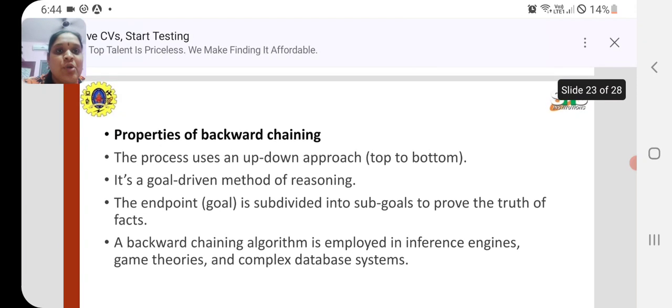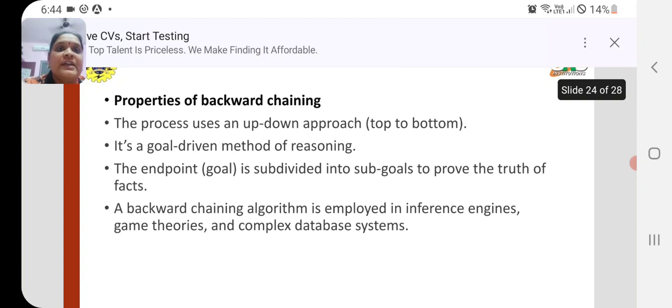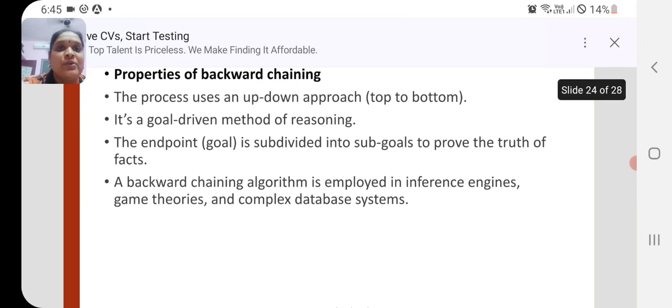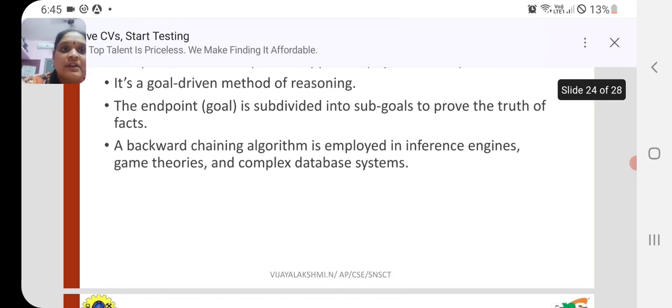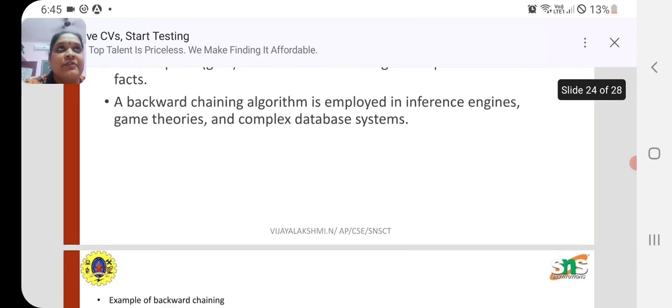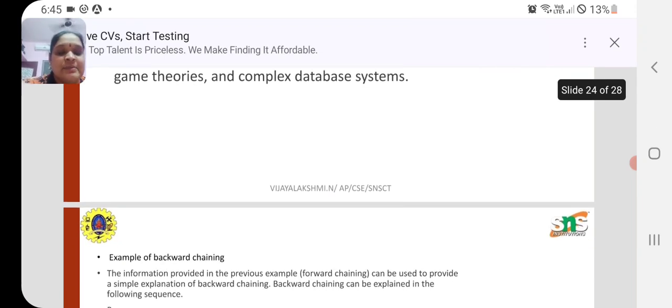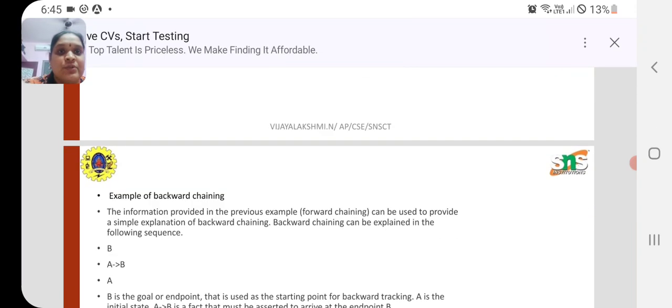So let me see the properties of backward chaining. Here it is an up-down approach, that means top to bottom. It's a goal-driven method of reasoning. The endpoint goal is subdivided into sub-goals to prove the truth of the facts. It is employed in inference engines, or we can use it for game theories. And if we have a complex database system, this backward chaining is very useful.